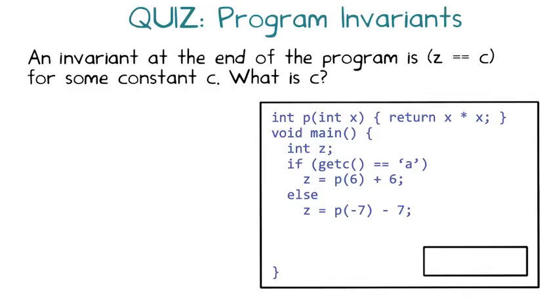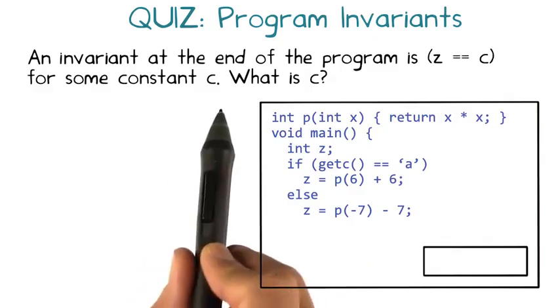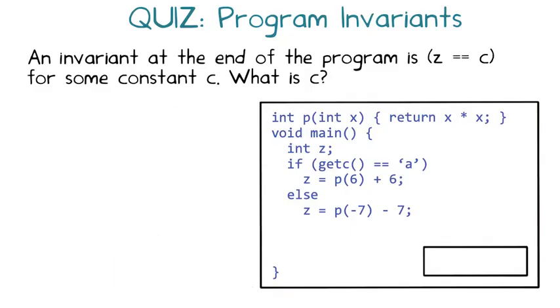Let's do the following exercise to illustrate a concrete example of a useful program fact, namely a program invariant. Consider the following program, which reads a character from the input using function getC. If the input is the character A, it takes the true branch. Otherwise, it takes the false branch. Recall that an invariant is a program fact that is true in every run of the program. An invariant at the end of this example program is z equals c for some constant c. What is c? Take your time and enter the value of c in this box.